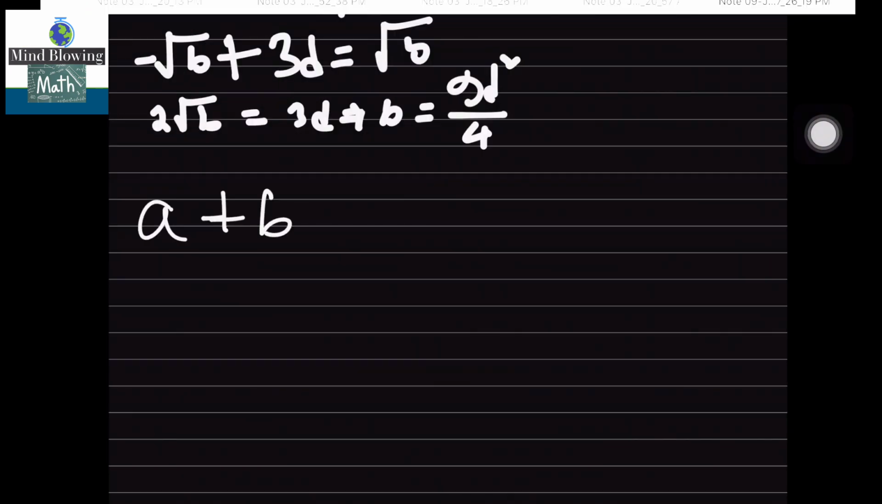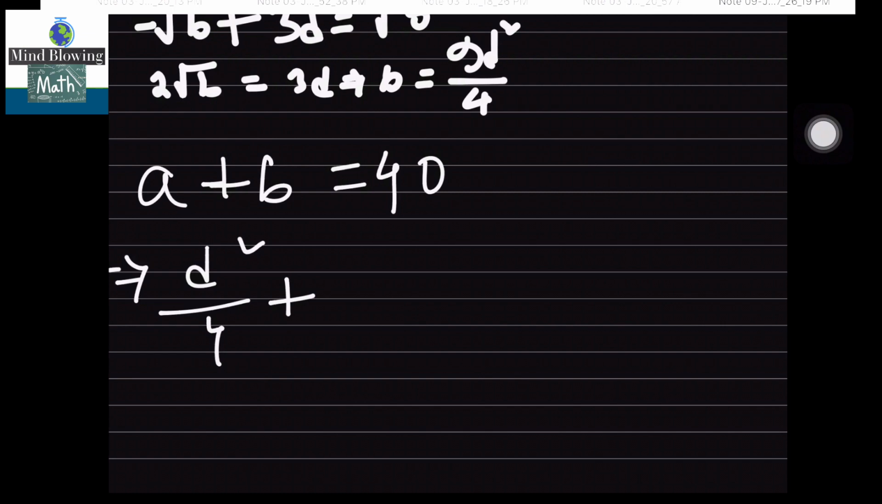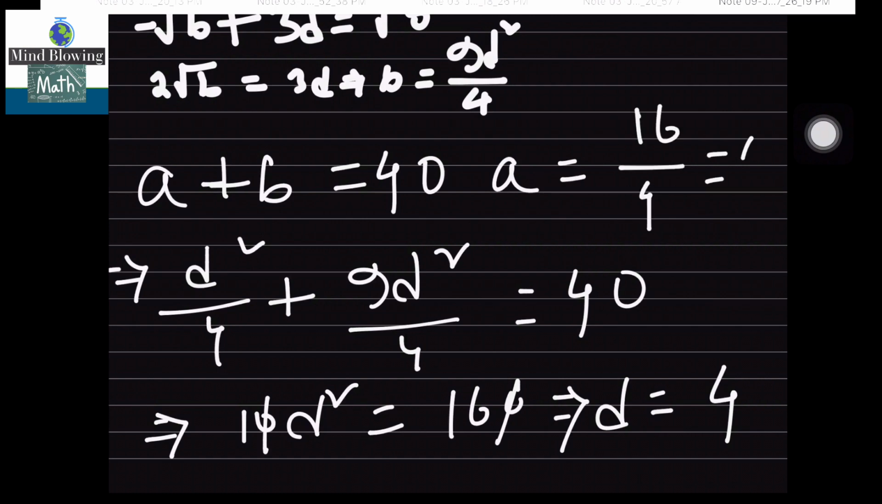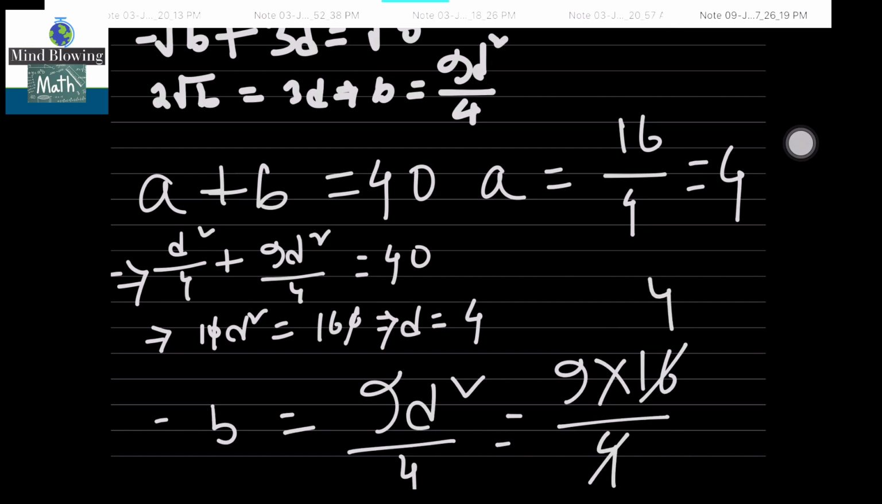Now a plus b is equal to 40, and we have a equal to D square by 4 and b equal to 9D square by 4, so the sum is equal to 40. So from here 10D square equals 160, and the zero we can cancel. So D is equal to plus or minus 4. So what is the value of a now? a is D square by 4, so 16 by 4 is equal to 4, and b is equal to 9D square by 4, so 9 into 16 divided by 4, which is 4, so 9 into 4 is equal to 36.